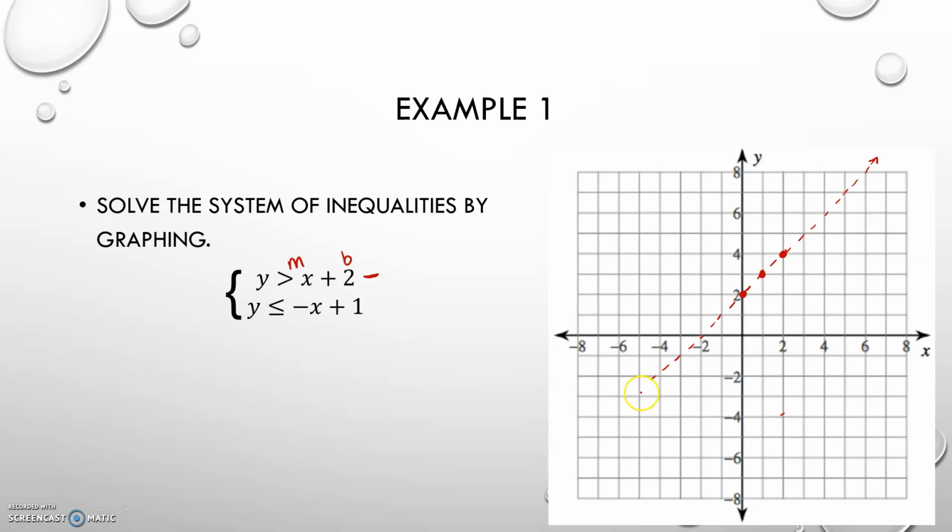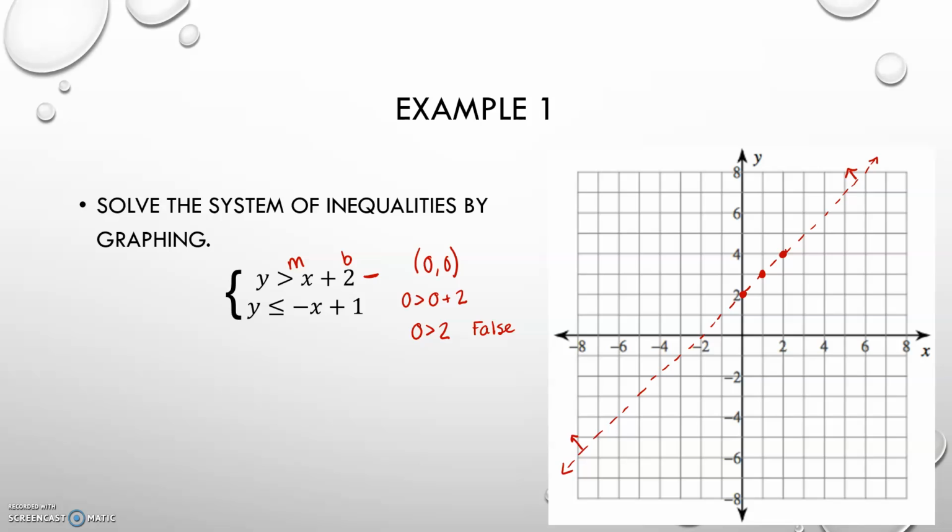Like that. And then to choose a point to test, remember it just has to be any point that's not on the line. I'm going to go ahead and use 0, 0 since it's not on the line. And we get 0 greater than 0 plus 2. 0 is greater than 2. And that is not true. That is a false statement. So that means that 0, 0 is not a solution. So I'm going to shade the opposite direction.